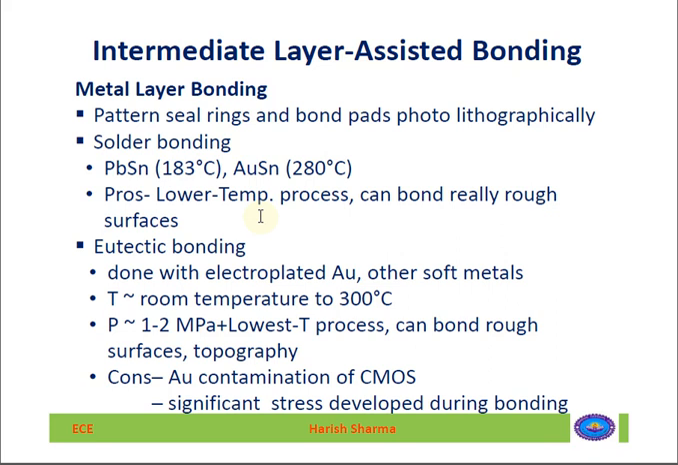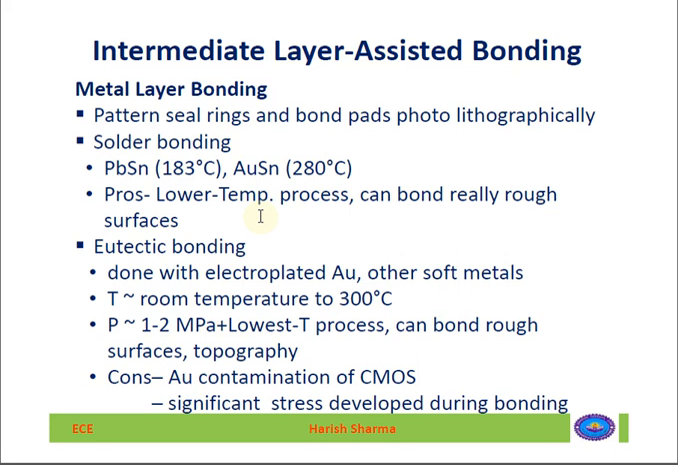Examples for this type of bonding are BGA chip soldering on the PCB. That is also an example of this solder bonding, where there are bond pads below the chip and they are soldered with the bond pads over the PCB layer.